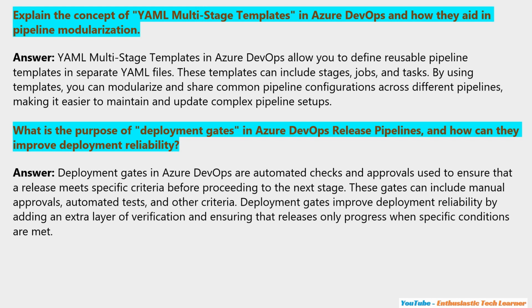What is the purpose of deployment gates in Azure DevOps release pipelines and how can they improve deployment reliability? Answer: Deployment gates in Azure DevOps are automated checks and approvals used to ensure that a release meets specific criteria before proceeding to the next stage. These gates can include manual approvals, automated tests, and other criteria. Deployment gates improve deployment reliability by adding an extra layer of verification and ensuring that releases only progress when specific conditions are met.